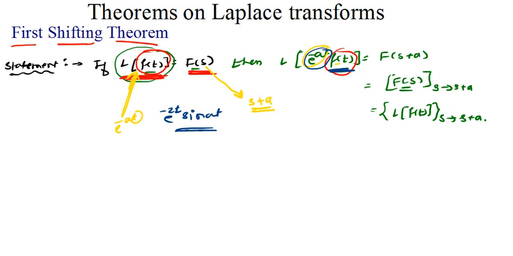If you multiply this f of t by e raised to minus at, then this will be F of s plus a. And how will this F of s plus a be calculated? It will be calculated from F of s. In that F of s, you need to replace this s by s plus a. Again, what is this F of s? F of s is nothing but L of f of t. So you need to calculate L of f of t, and in that L of f of t, replace this s by s plus a, and that will be the Laplace transform of e raised to minus at into f of t. That is the first theorem.